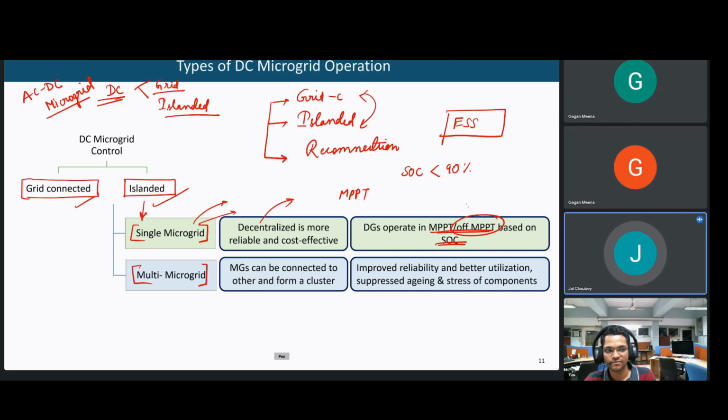So it will work in both modes depending upon load conditions, and the state of charge of the storage. Similarly for wind also. If storage is already fully charged, then using the pitch control we can operate the wind in off MPPT mode. Then multiple microgrids can be connected together to form a cluster, and this increases the reliability of the overall system and also gives better utilization of different DGs.